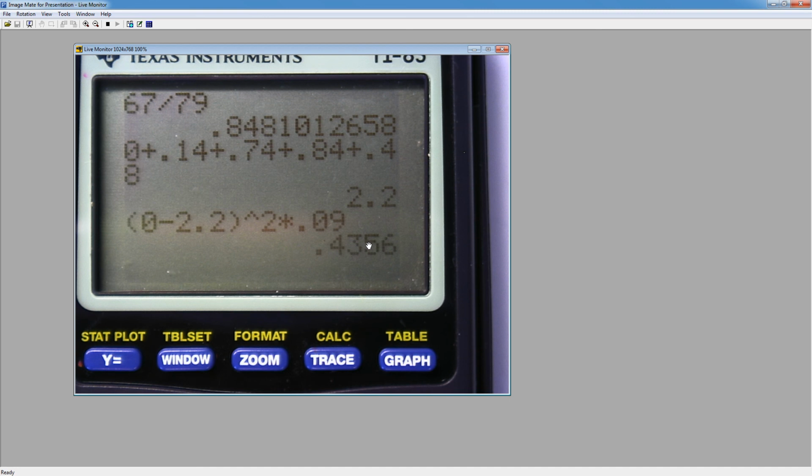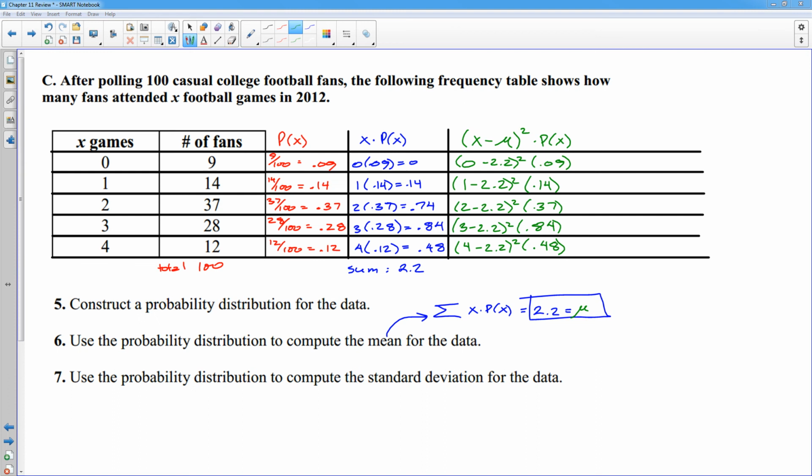You get 0.4356. And that's not many decimals, so I guess I'll write all 4 of those. Usually I round to the 3rd decimal, but I do that when I have a ton of decimals like I had up here for 67 over 79. 0.4356 isn't too bad, so I may just go ahead and write down all 4 of those decimals. So for this one we get 0.4356. And then I'll move down and do the next one.